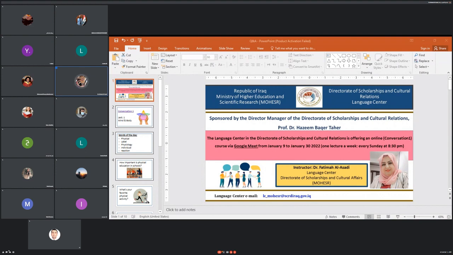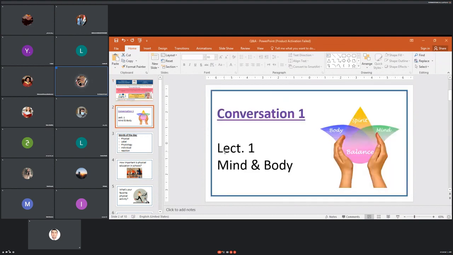Today's lecture will be about mind and body. Look at this picture. What do we have here? We have body, spirit, and mind, and then we have something called balance. Who would like to express this idea? What is the relationship between mind and body? Is there a relationship, or do you believe there is no relationship between them? What do you think? Who will be the first victim? Come on, Abdullah, I know that you can. Yes, very good.